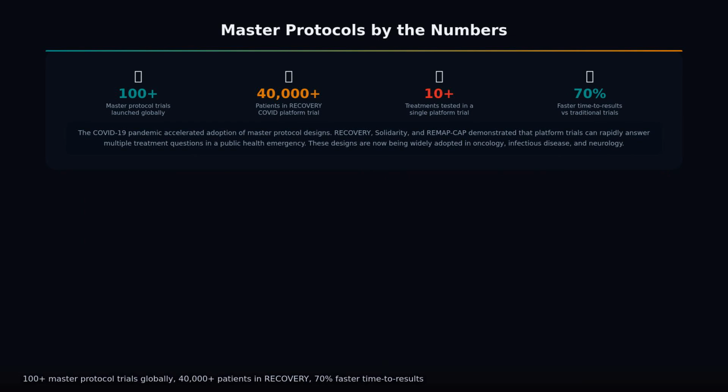Over 100 master protocol trials have been launched globally, primarily in oncology. The Recovery Trial, the most famous platform trial ever conducted, enrolled over 40,000 patients across 180 UK hospitals and tested more than 10 different treatments for COVID-19 in just 18 months. Platform trials can produce results 70% faster than traditional trial designs for similar research questions. The number of new master protocols launched each year has more than doubled since 2020, driven by the success of COVID-era platform trials and growing regulatory acceptance.